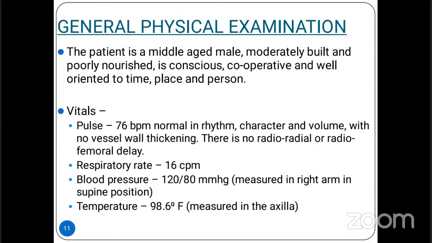General physical examination. The patient is a middle-aged male, moderately built and poorly nourished, conscious, cooperative, well-oriented to time, place, and person. Vitals: pulse rate is 76 beats per minute, normal in rhythm, character, and volume, with no vessel wall thickening. There is no radial or radiofemoral delay. Respiratory rate is 16 cycles per minute. Blood pressure is 120 by 80 millimeters of mercury, measured in right arm in supine position. Temperature is 98.6 degrees Fahrenheit, measured in the axilla.